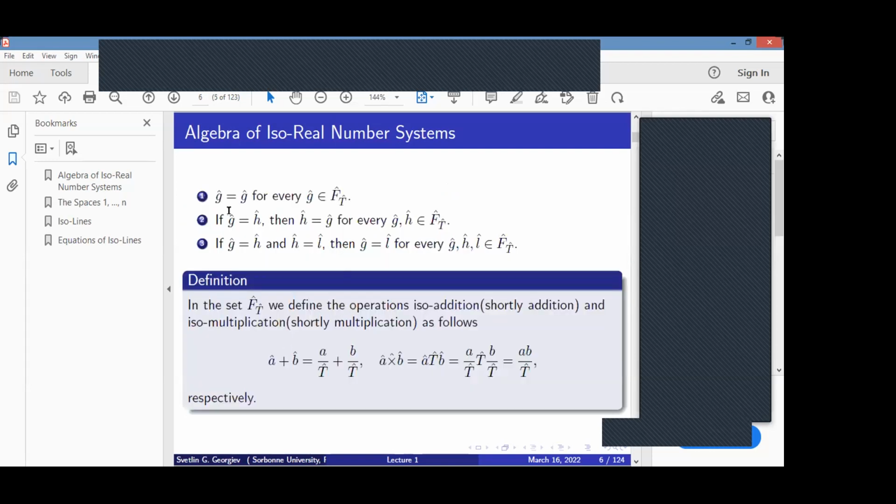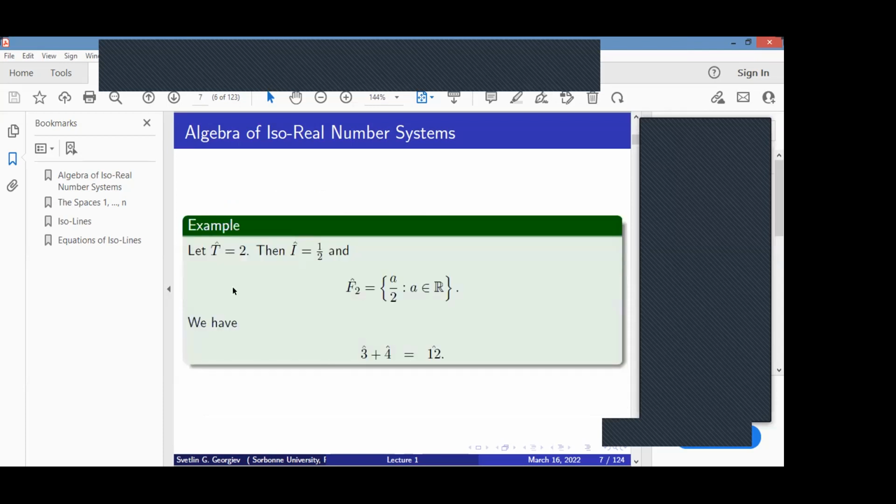Firstly, every iso number is equal to itself. If hat A is equal to hat B, then hat B is equal to hat A. If hat A is equal to hat B and hat B is equal to hat C, then hat A is equal to hat C. We have transitivity properties. The basic operations, iso addition and iso multiplication between iso numbers, will be defined in this way.